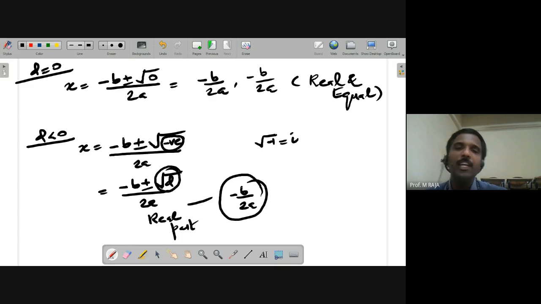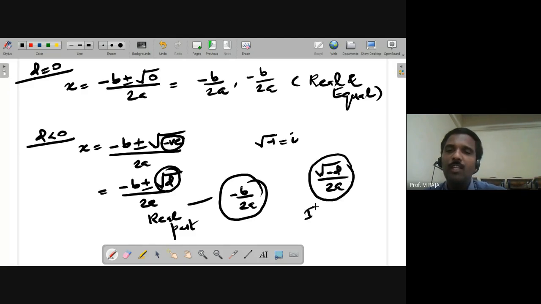And since d is a negative quantity, evaluating the square root of d, right? We need to evaluate the square root of minus d by 2a. Since d is a negative quantity here, minus d can be taken as a positive one. Then this is the imaginary part, which would be multiplied by i, where i is equal to square root of minus 1.